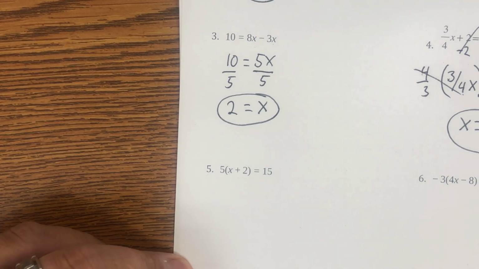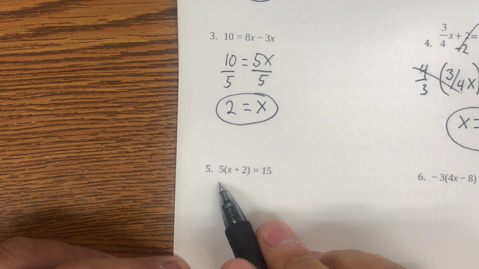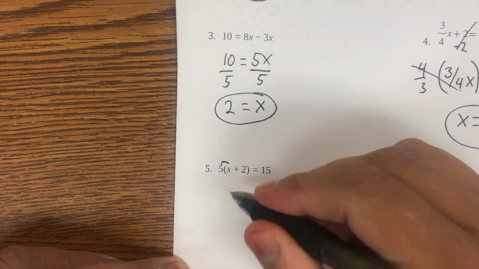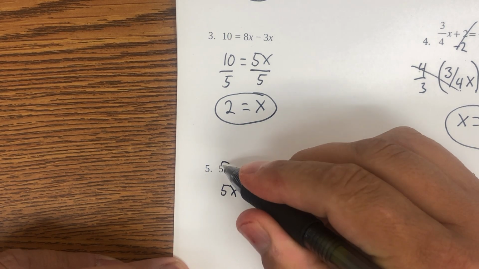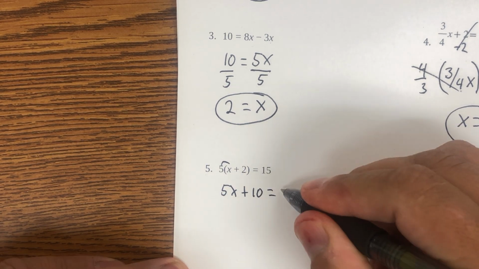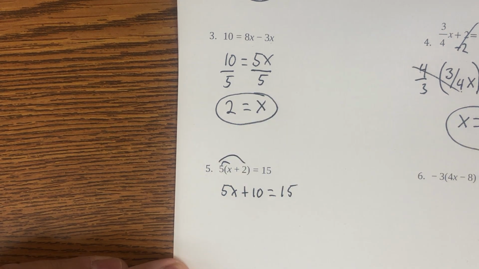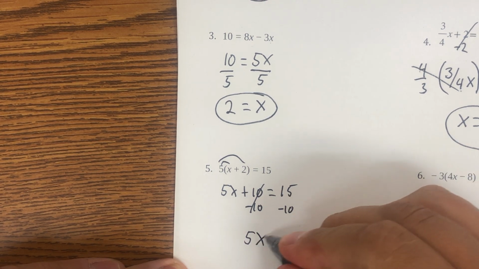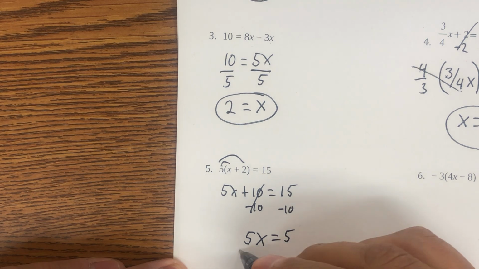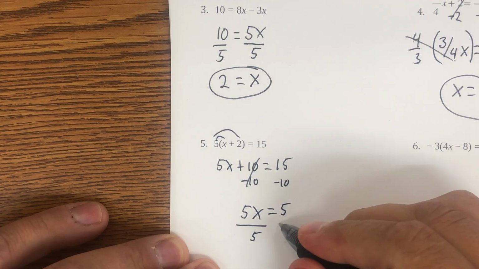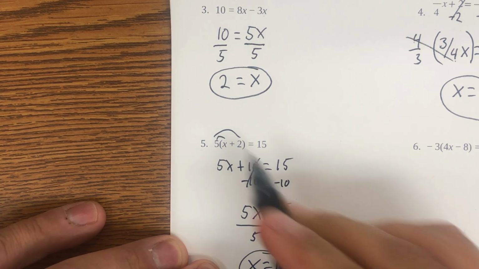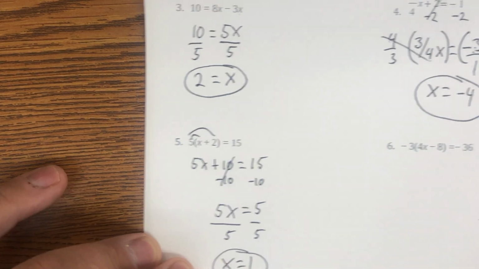Again, I see the parentheses this time. So when I see parentheses, I have to distribute first. So, distribute. 5 times x is 5x. Plus 5 times 2 is 10 equals 15. Use the distributive property. Now we're just going to isolate the variable. Subtract the 10. Cancels out. 5x equals 5. Now we'll divide both sides by 5. And x is equal to 1. You could always substitute that back in to check your work.